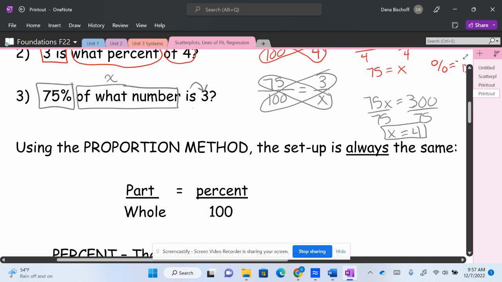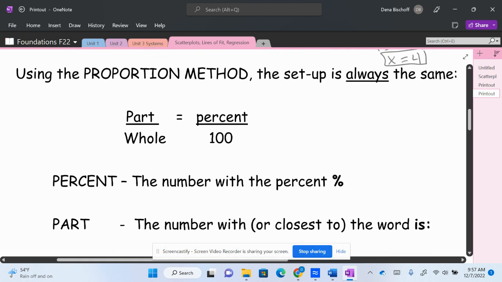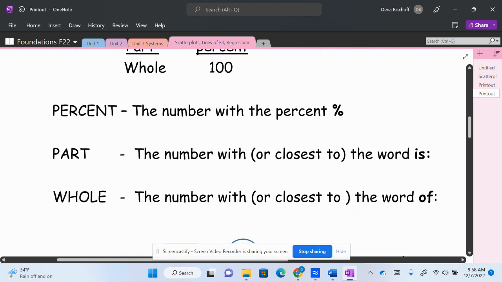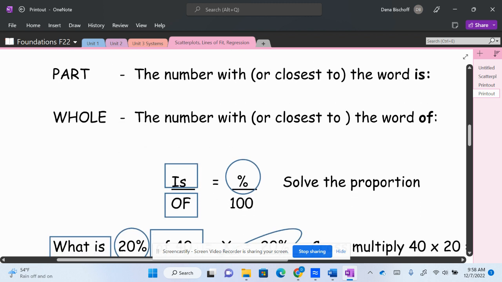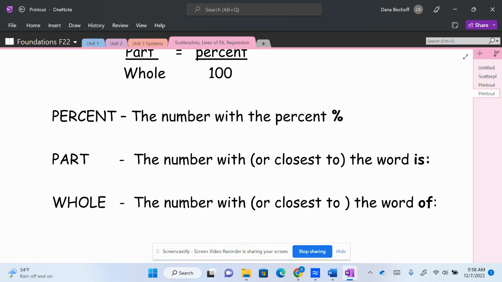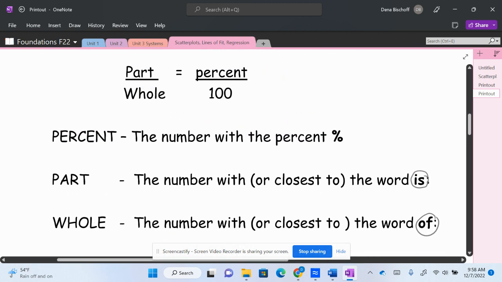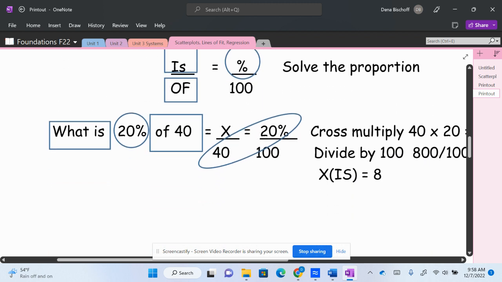Okay, so using the proportion method, the setup is always going to be the same, whether you use the part over the whole equals the percent over the 100, or you use the is over of equals percent over 100. So I want to talk about the part. The part is the number with or closest to the word is, and the whole is the number with or closest to the word of. So that's why is over of is the same thing as part over whole.